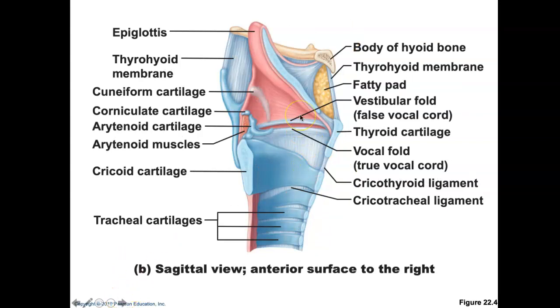So here's a nice sagittal section. You can see here the epiglottis, the flap, right? You can see the hyoid bone. You can see the entire larynx. And then we're going to talk about some of these structures, the vestibular fold and the vocal fold. These are responsible for generating speech.